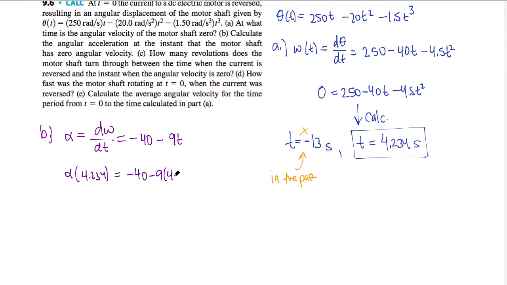So I'll simply plug in those values. So that'll be 4.234. And I'll find that the angular acceleration at that instant in time will be approximately -78.1, and we'll say this is in radians per second squared.